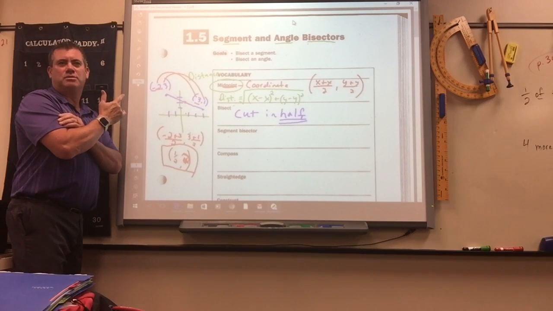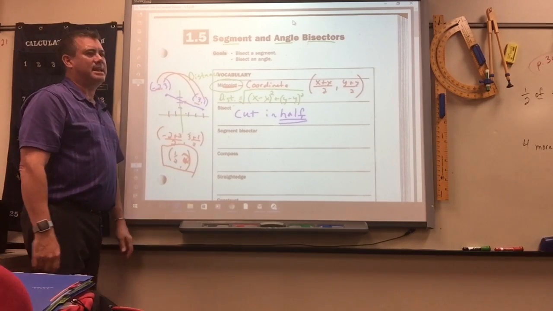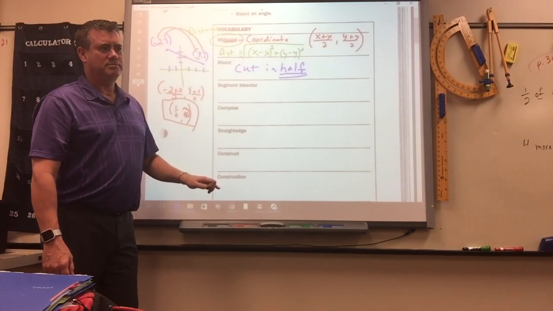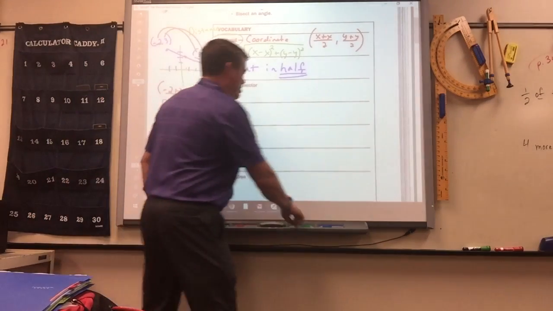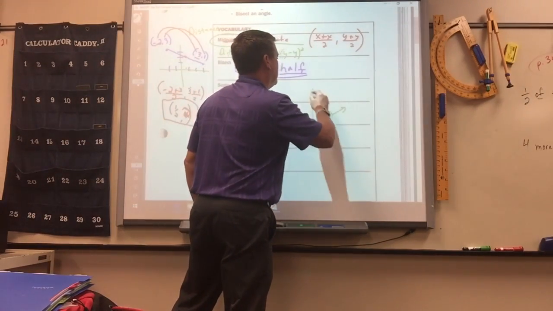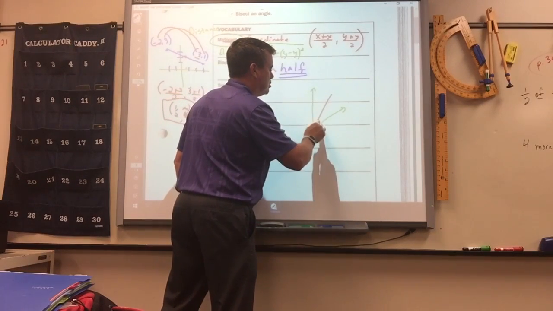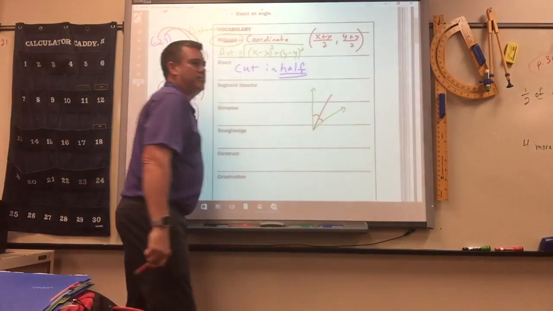If they told you to bisect an angle, what does that mean to do to the angle? Just split it up in the middle. Cut it in half. So if you've got an angle like this, and they say bisect it, that means you would cut it into 2 equal angles.